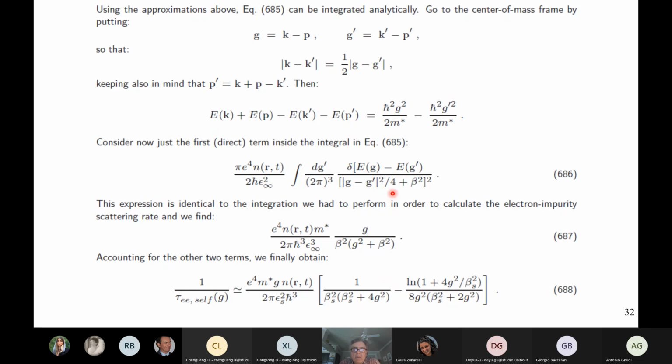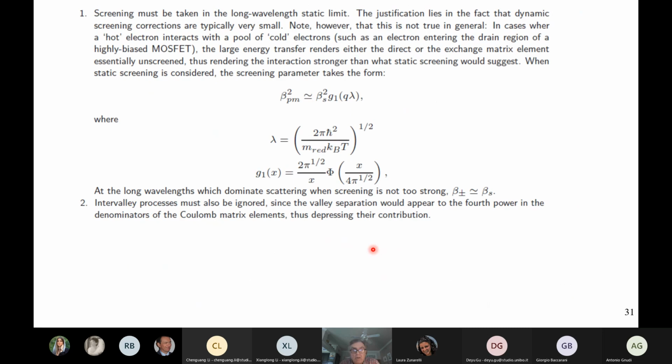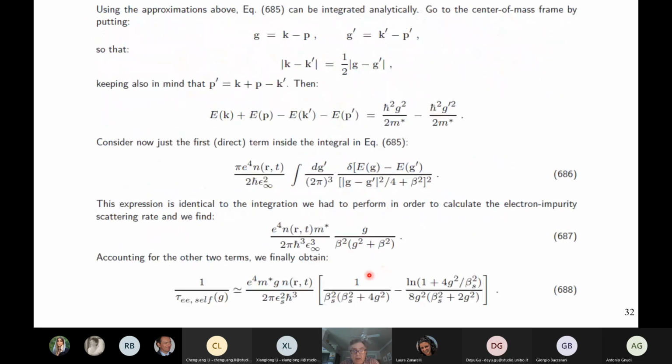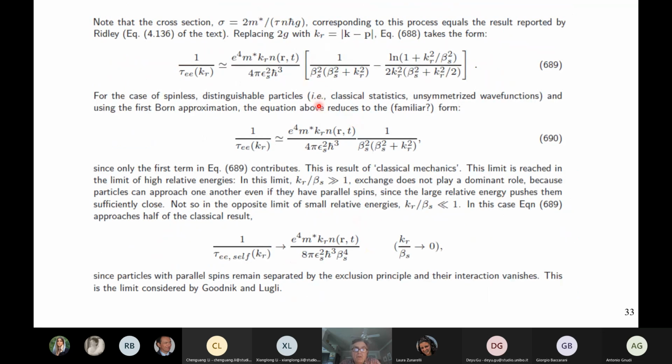If you have time, if you feel like it, it would be a good idea to go through the algebra to see how to perform this integration. It's not terribly difficult. It can be done analytically thanks to the simplifications that we have. And this is interesting for one reason. This is for electron-electron interaction.